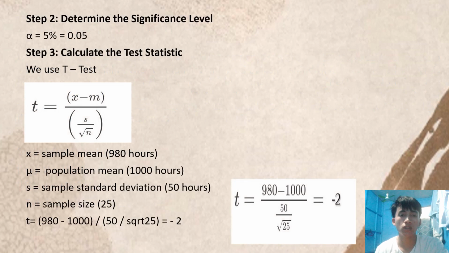Step 2. Determine the significance level. The significance level of 5%, we need to convert it, so it will be 0.05. Step 3. Calculate the test statistic. So we use the t-test formula. This is the t-test formula. First, we need to gather the sample mean, which is 980 hours, population mean of 1000 hours, sample standard deviation of 50 hours, sample size 25. So we plug these into the given formula and solve it in the calculator, so we get the right answer of -2.